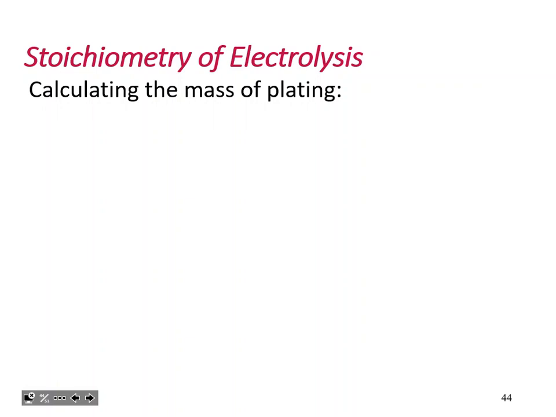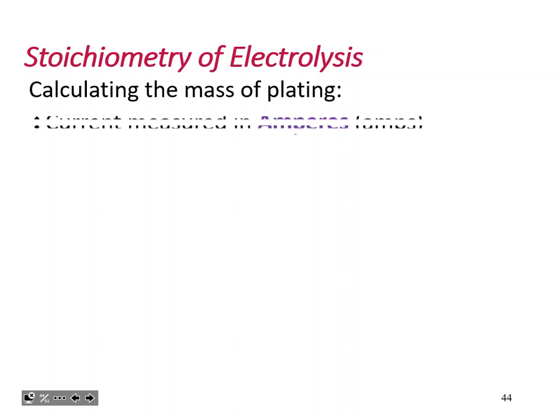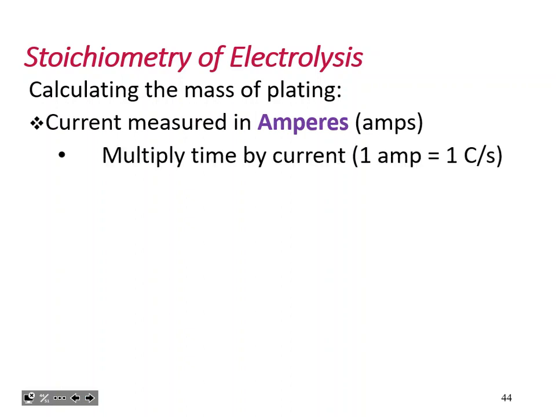Stoichiometry of electrolysis. This is the fun part. They always ask one of these questions. Apparently they did, I think, on Admin 1, but you're going to be able to work these just in case they show up again. This is a very good calculating the mass of plating. Current you measure in amps or amperes. And an ampere is defined as 1 coulomb per second. So this is how we're going to use it as a conversion factor in our T-chart.